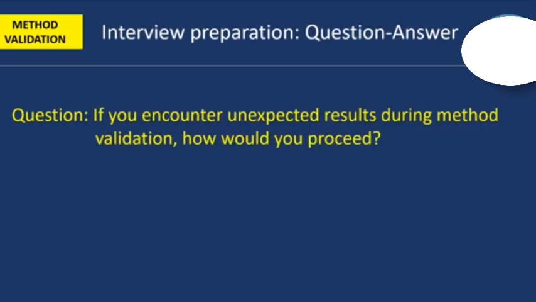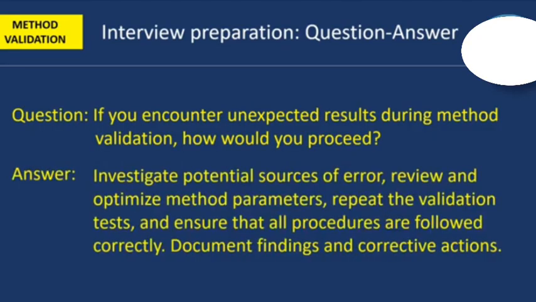Next question. This is a scenario based question. If you encounter unexpected results during method validation, how will you proceed? The answer is: investigate potential sources of error, review and optimize method parameters, repeat the validation tests, and ensure that all procedures are followed correctly. Document findings and corrective actions should be taken.